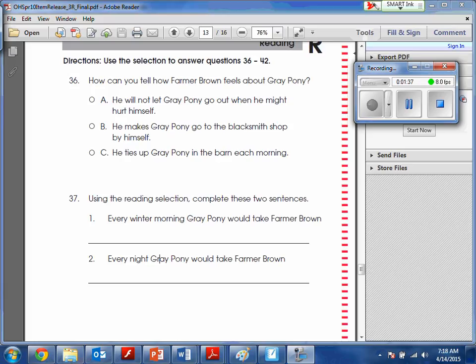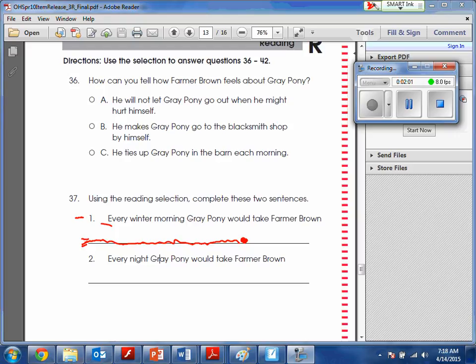All right, so again, we're back here. Every winter morning, Gray Pony would take Farmer Brown. Now you have to complete this sentence right here. Do not forget to give it a period. Now think to yourself, is this first word going to be capitalized or not? If you said no, you're correct, because this is actually not the beginning of the sentence. The beginning of the sentence is right here, so you don't have to worry about that.